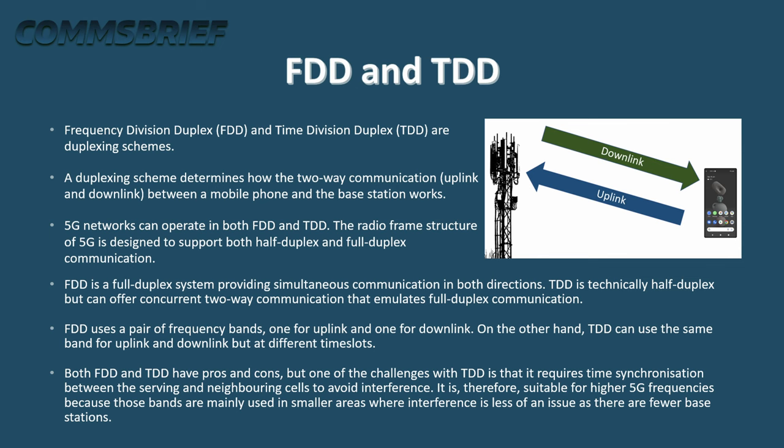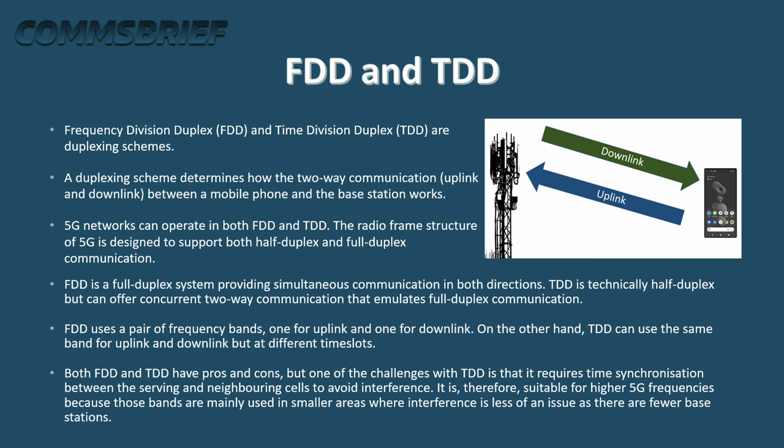Frequency division duplex, FDD, and time division duplex, TDD, are duplexing schemes. But what exactly is a duplexing scheme? A duplexing scheme determines how the two-way communication, uplink and downlink, between a mobile phone and the base station works. 5G networks can operate in both FDD and TDD. The radio frame structure of 5G is designed to support both half duplex and full duplex communication. A full duplex system is where the two-way communication can happen simultaneously.